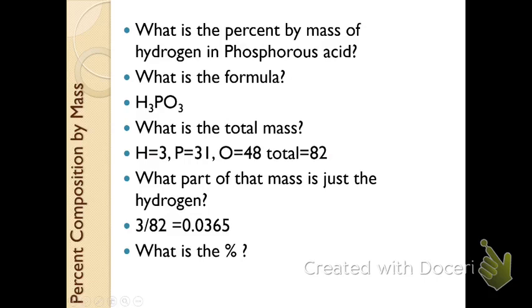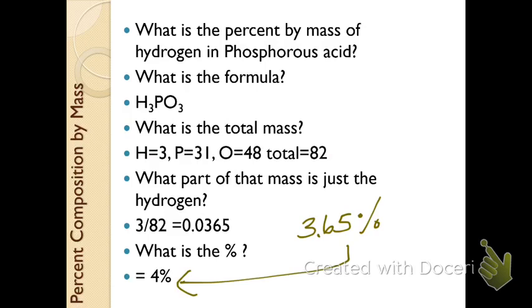And the percent of 0.0365 grams of the total 82 is going to be 0.0365 times 100. Now here you've got to be careful, because if we're rounding this to the nearest whole number, you're going to have 4%. Okay? Remember that this is going to wind up at 3.65%, and to round it to the nearest whole, it's going to have to be 4% because that 6 is bigger than that 3. Okay?